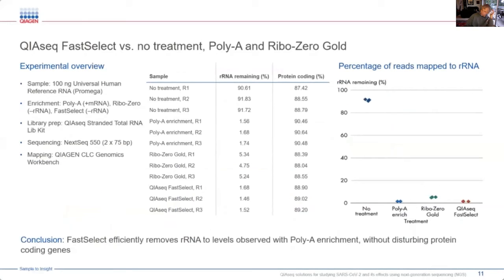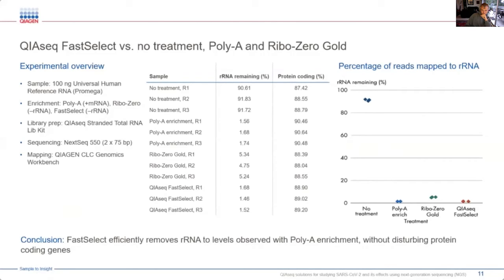But often the question is, how does this compare in terms of existing approaches? And so, again, using the universal human reference RNA and comparing that to a few different approaches. One is no treatment, as you saw on the previous slide. The second is using poly-A enrichment, which will enrich specifically for mRNA, which have poly-A tails. And then comparing QIAseq FastSelect to Ribo-Zero Gold, poly-A enrichment, what you see is that enriching for poly-A will still have ribosomal RNA that's found in the sample. And so this background is still not interesting for most experiments.